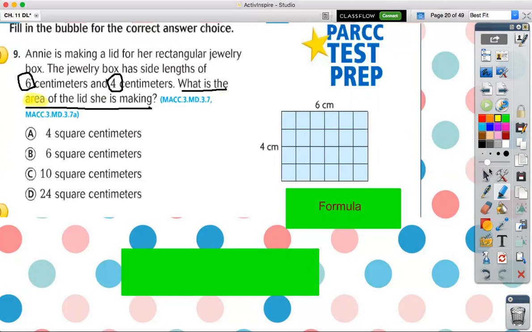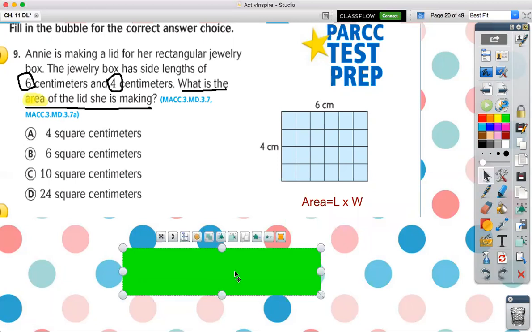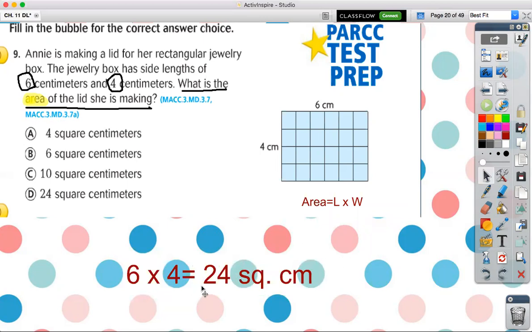This is so important that we are looking at the area, okay? So who remembers our formula for area? What is area? How do we find area? Our formula: area equals length times width. Okay, so let's find our length first. What is our length? 4. Good. And our width is, they give it to us up here, 6. So length times width. Find 4 times 6, or 6 times 4. Good. 6 times 4 equals 24.